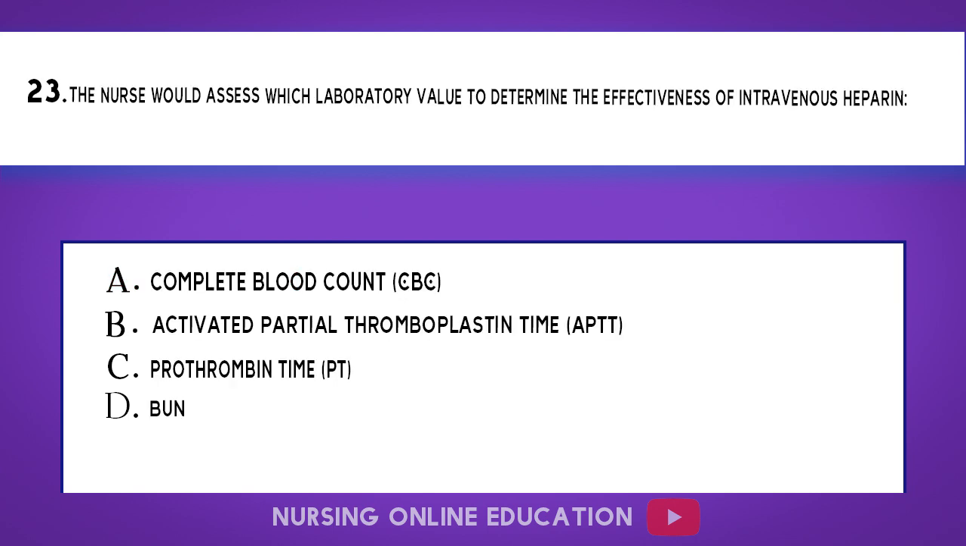23. The nurse would assess which laboratory value to determine the effectiveness of intravenous heparin? A. Complete blood count, CBC. B. Activated partial thromboplastin time, APTT. C. Prothrombin time, PT. D. BUN. The answer is option B, activated partial thromboplastin time, APTT.